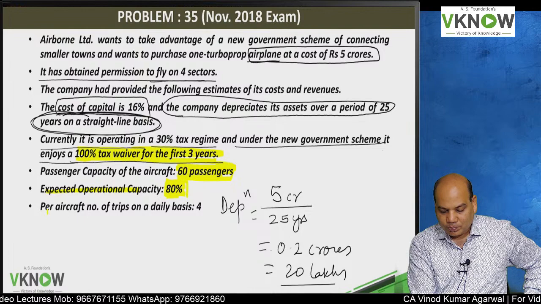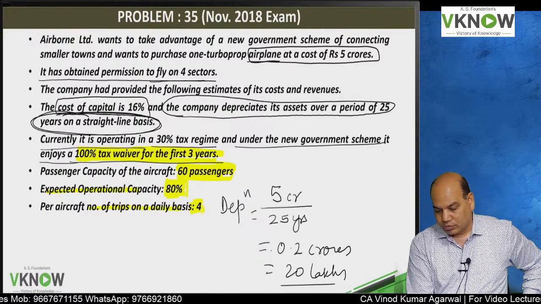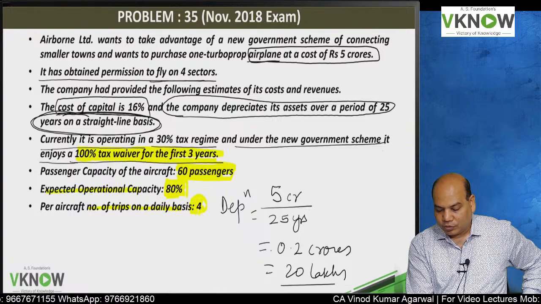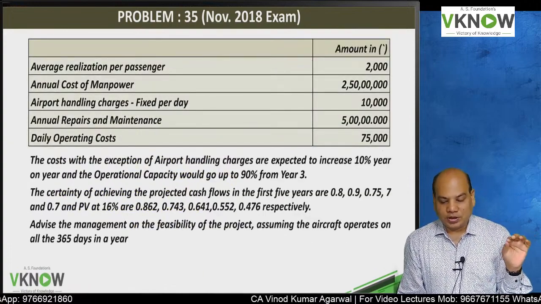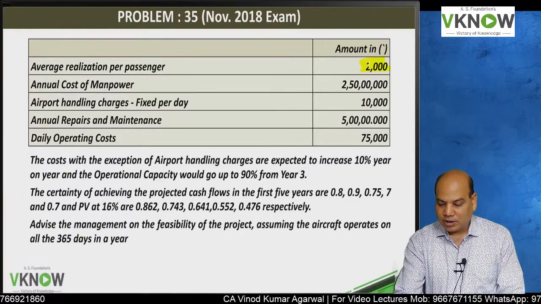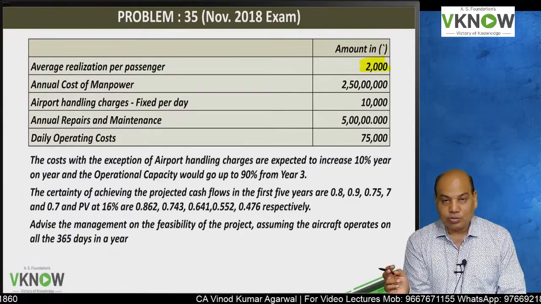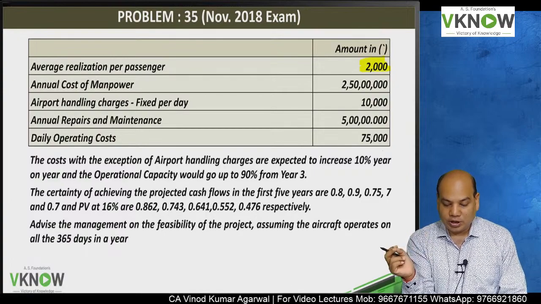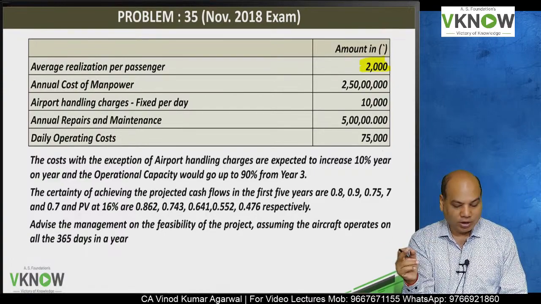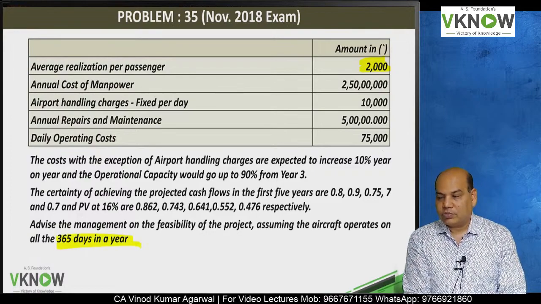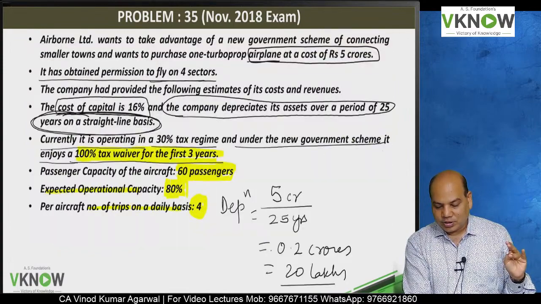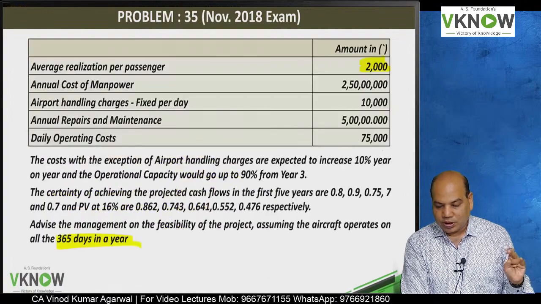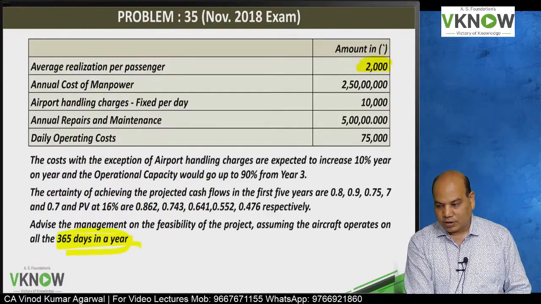Per aircraft number of trips on a daily basis is 4. So number of passengers multiplied by 4 will give you total number of passengers travelled per day. After calculating total number of passengers per day, you will multiply by average realization per passenger, 2000. That will give you revenue per day, and revenue per day into 365 days will give you annual revenue. So how do you get annual revenue? 60 passengers into 80% into 4 trips per day into 2000 into 365. Oh my God.